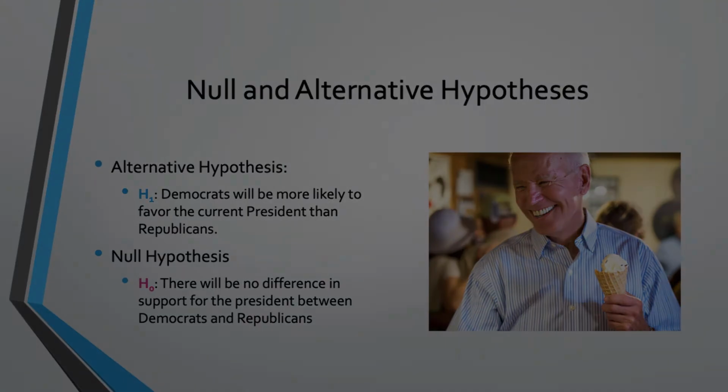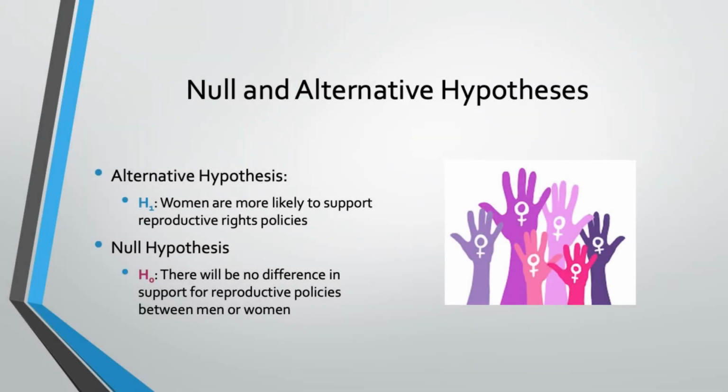Let's try another example. Let's take this alternative hypothesis: Women are more likely to support reproductive rights policies. Again, the null hypothesis states that there should be no relationship. So very simply, the null hypothesis here would simply state there will be no difference in support for reproductive policies between men or women.